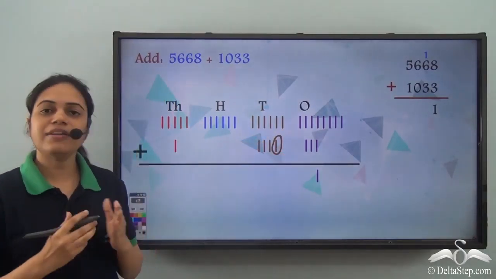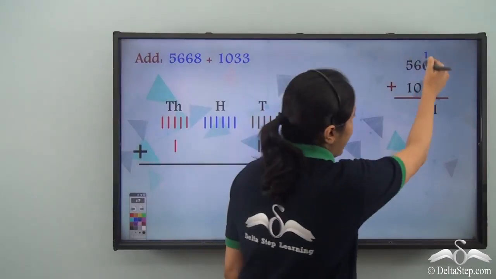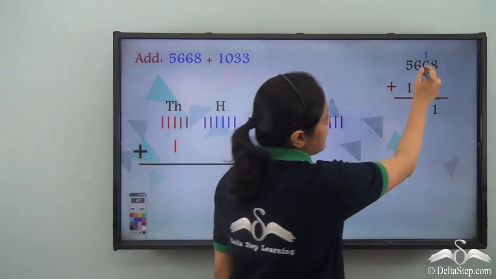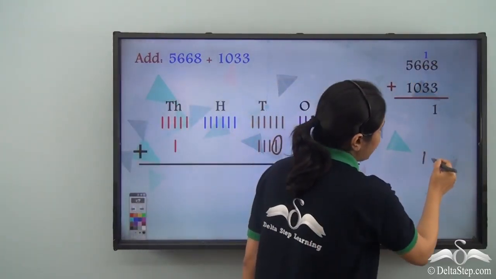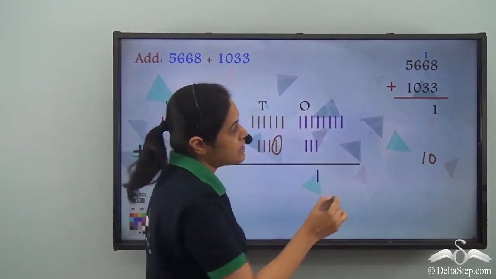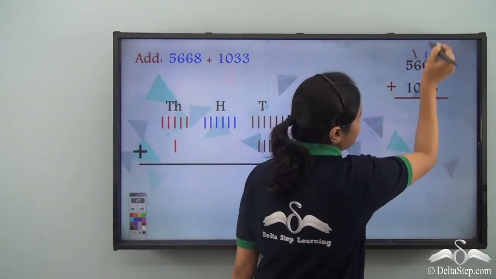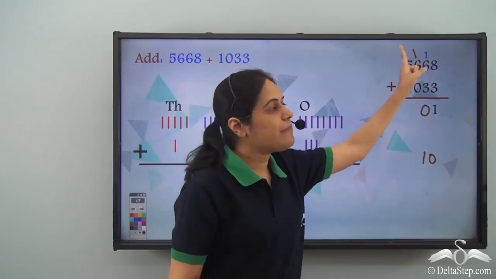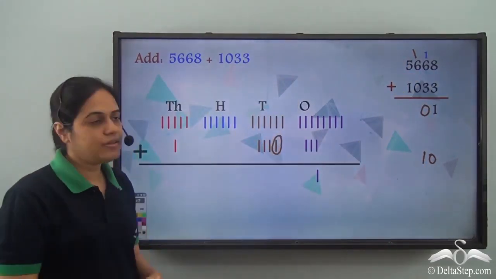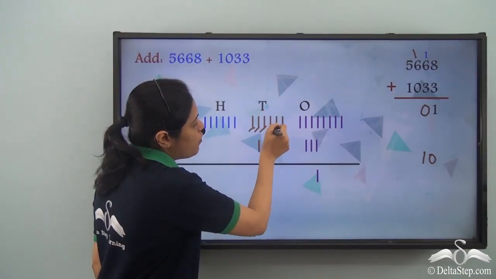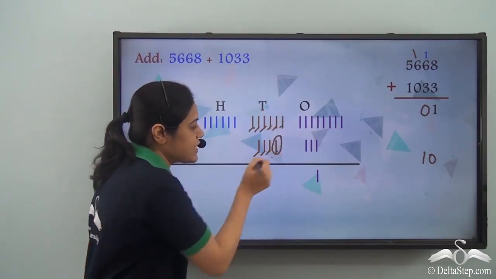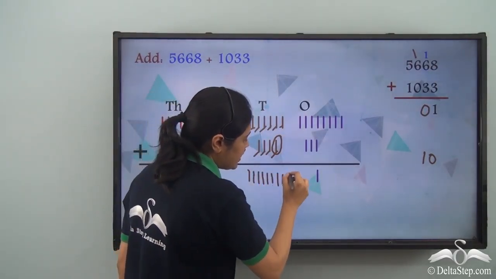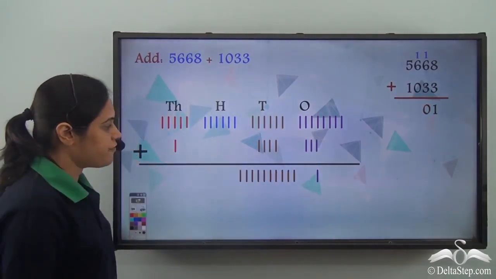Now I need to add the digits in the tens place. So if I add the digits in the tens place here, I have 1 plus 6, 7, 7 plus 3, 10. Now once again, 10 tens means 0 tens and 100. I carry 1 in the hundreds place. So I say that I am carrying 1. Let us add them here. I have 1, 2, 3, 4, 5, 6, 7, 8, 9, 10. This is what I have.